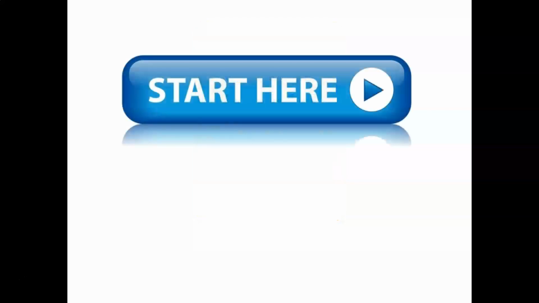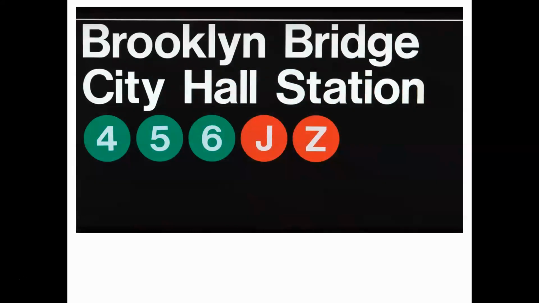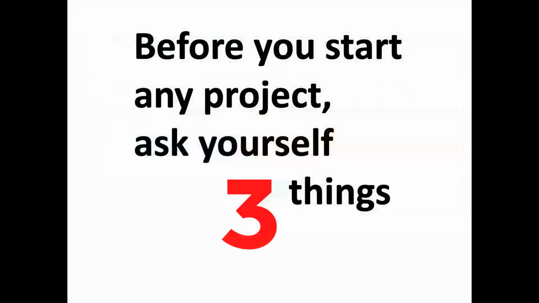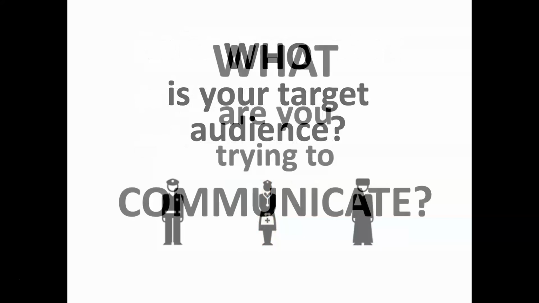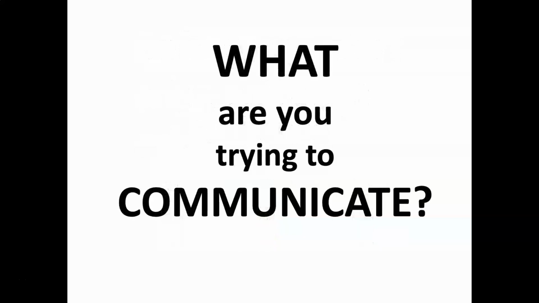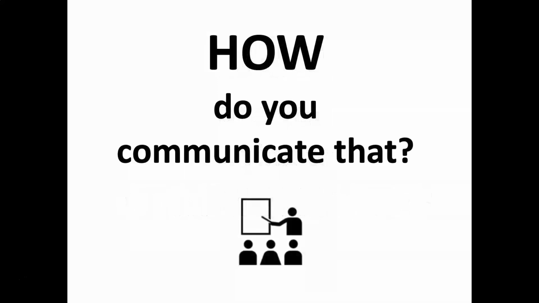All right, visual communication can take many forms, like trying to get people not to go speeding through a parking lot. We can put up a sign. We can make it easy for people to know where to click to begin an online survey, or if you're negotiating public transportation. So, before you start any project, you have to ask yourself three things. Number one, who is your target audience? What are you trying to communicate? And how do you communicate that?